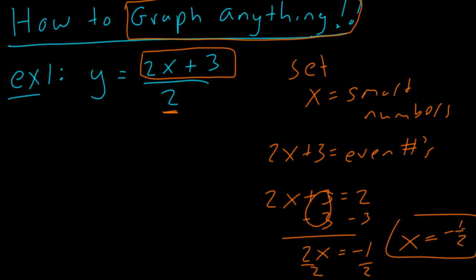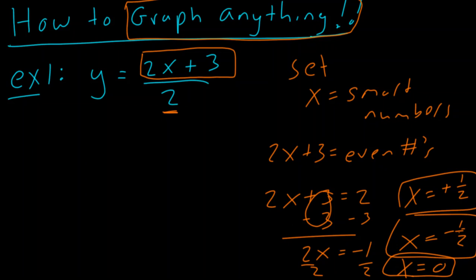So I know that if I use the value of negative 1/2, that will make my top into an even number. The other cool thing I know is that if that's true, it's also probably true that the positive version of that would equal an even number. And the last thing that you can always try out is x equaling 0, because whenever x equals 0, life tends to be easy. So here's what we're going to do. We're going to set x equal to negative 1/2, 0, and positive 1/2, and see what kind of outputs we get.